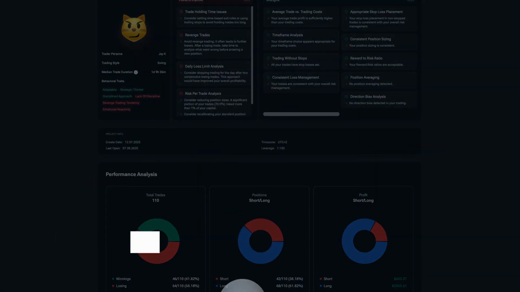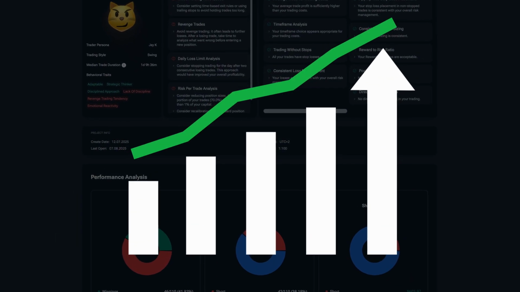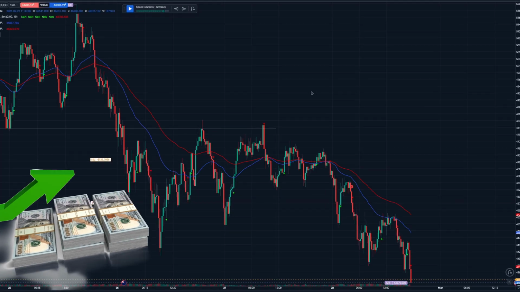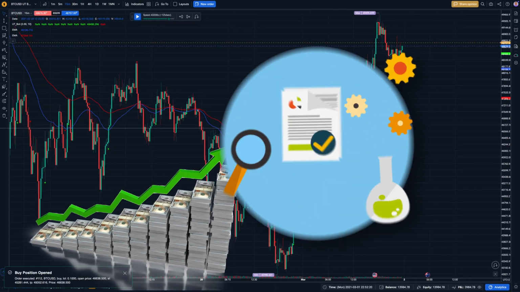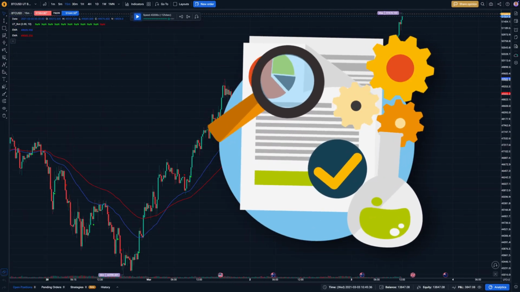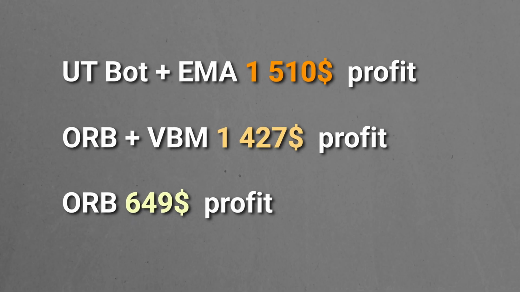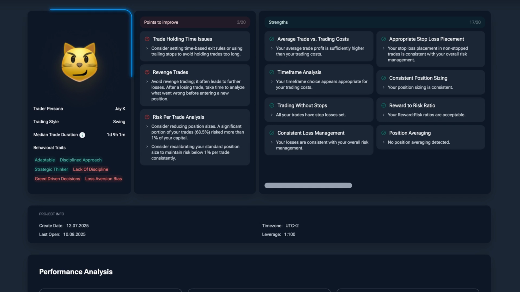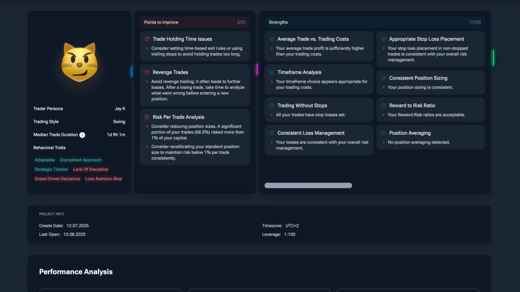The UT Bot results show a profitable strategy with some execution issues that can be fixed through better discipline. The strategy works, but our human implementation needs improvement. The platform doesn't just tell you if you made money, it tells you why you made or lost money and exactly what to fix. All three strategies have their own merits, each with distinct strengths and use cases. The platform's advanced analytics make it easy to evaluate them in depth, well beyond just basic profit metrics.